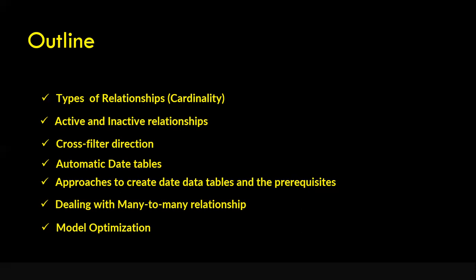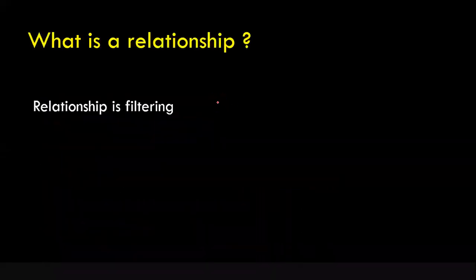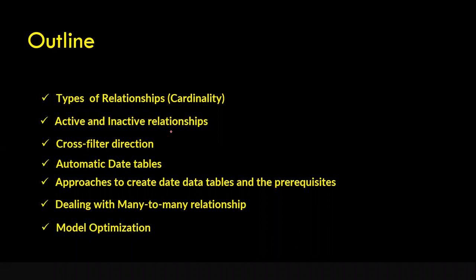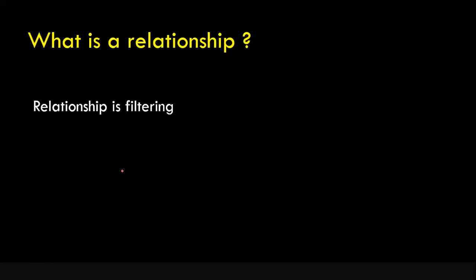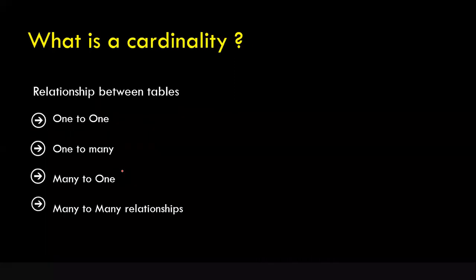So what are the types of relationship? We'll start by understanding the types of relationship, followed by the active and inactive relationship. If possible, we'll try to cover the rest of the topics. First of all, what is a relationship? Relationship is filtering, as we saw in the last session. What is cardinality? Cardinality is the same as relationship. These two terms are the same, but some people use them interchangeably; some call it cardinality, some call it relationship.